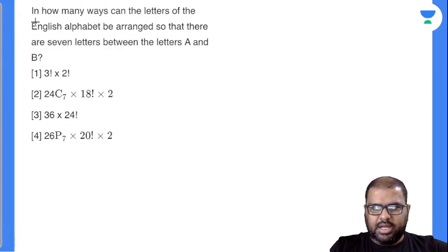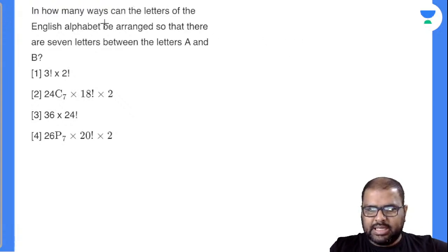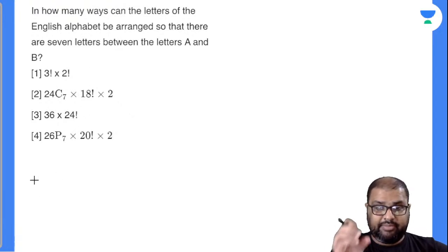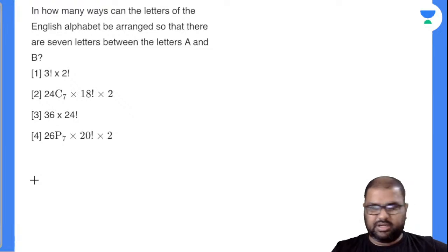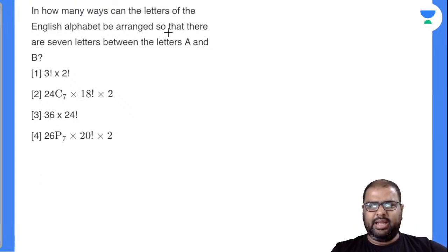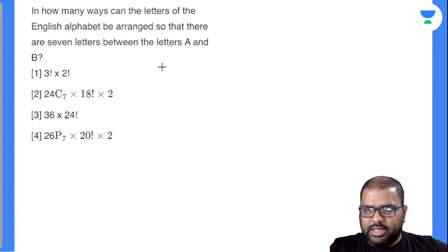See here. In how many ways can the letters of the English alphabet be arranged? There will be totally 26 English alphabets, arranged so that there are 7 letters between A and B. No, it's not option B here. Let's check. So there are 7 letters between alphabet A and B.